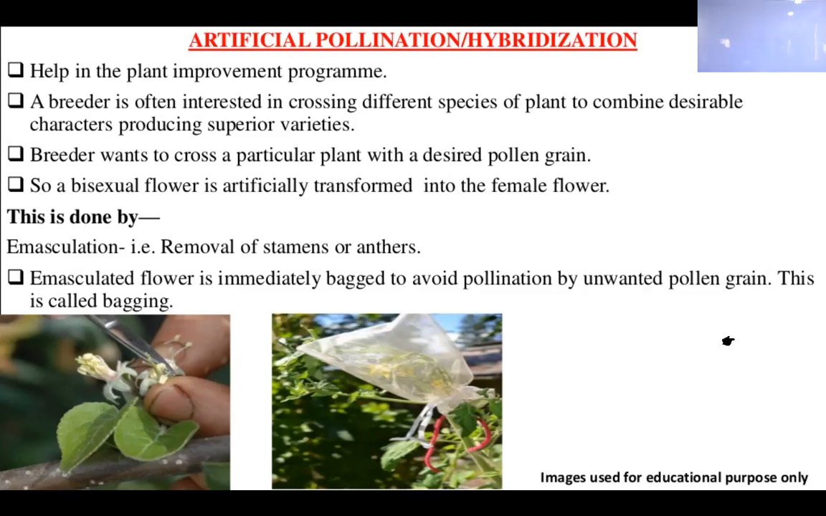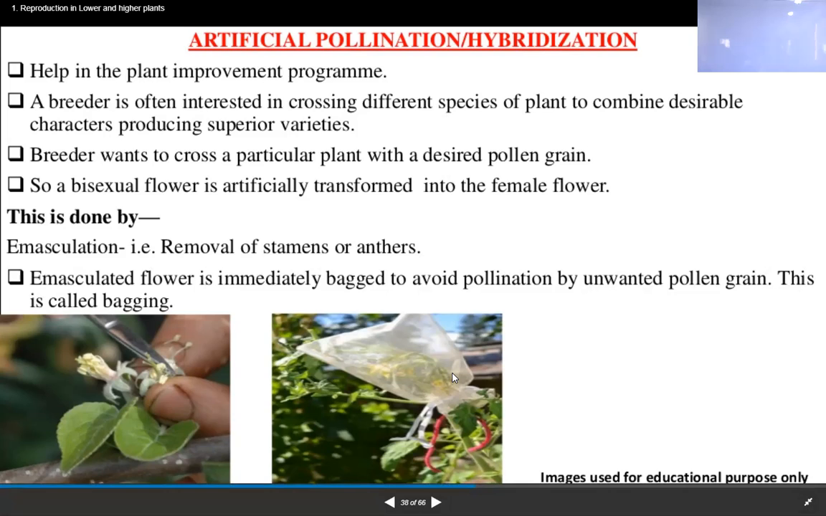A bisexual flower is artificially transformed into a female flower, and this is done by emasculation. Underline this or write it down in your notebook. Emasculation is the removal of stamens or the anthers. This is an artificial method only. Now in this diagram you can see the emasculated flower is immediately bagged. Can you see in this diagram, this is also called the bagging procedure?